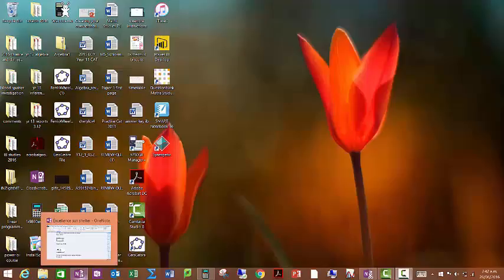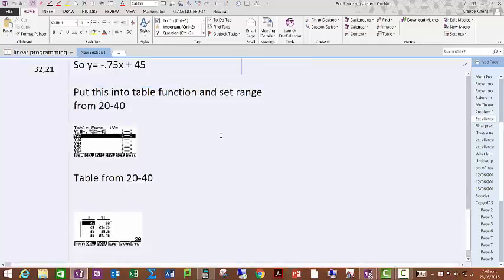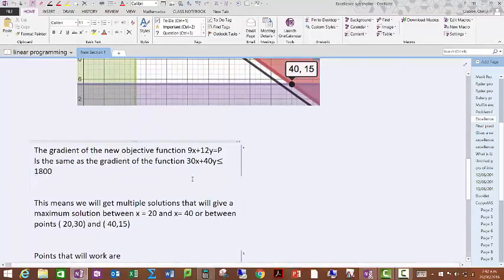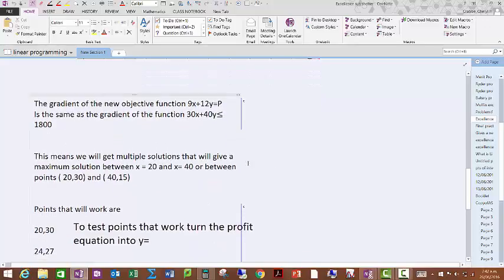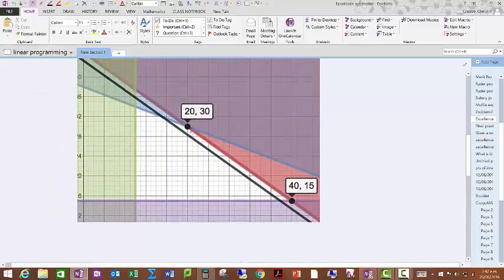Okay, we're going to take a look at the second part of the excellence question. Now we know that this equation 9x plus 12y equals p, which is our profit function or optimum function, has the same gradient as 30x plus 40y less than or equal to 1800. That means we have multiple solutions between 20 and 30 and 40 and 15.